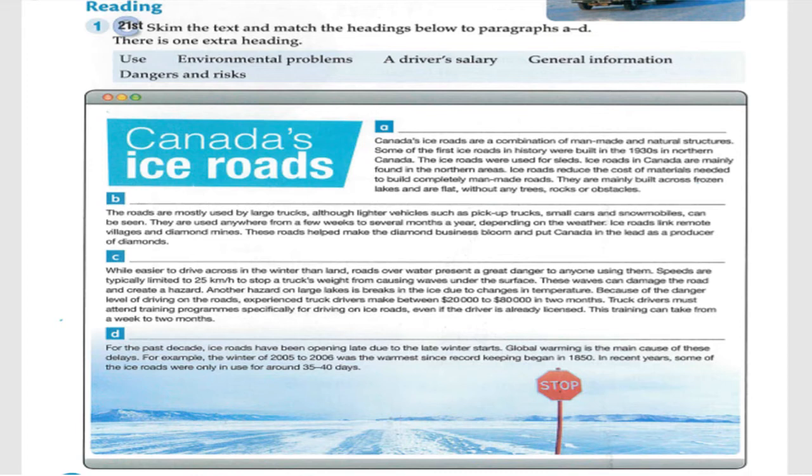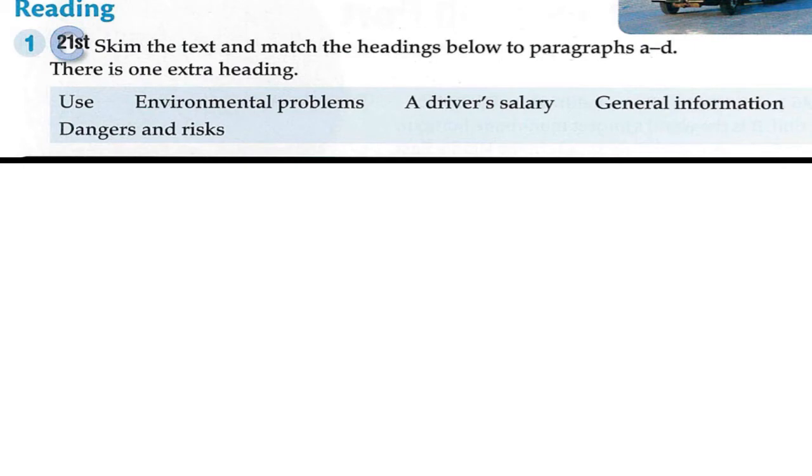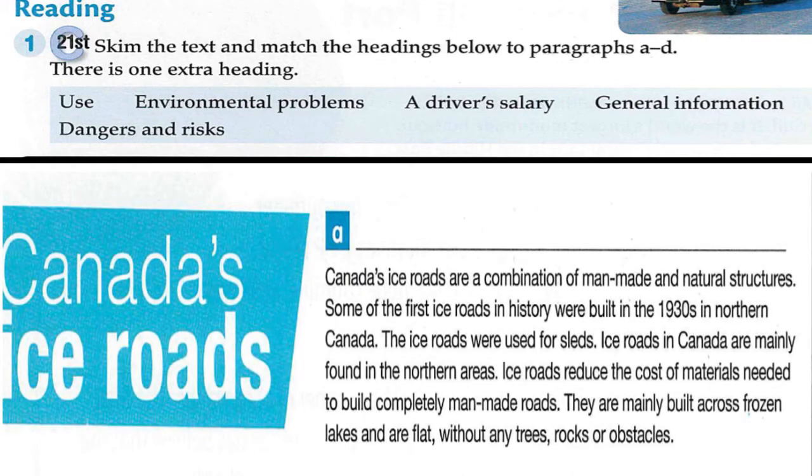Okay, so let's do one by one. Here, girls, you have the headings again. Use, the use of the road. Environmental problems. What are the problems in this environment? Driver's salary, money, how much does it take? General information about Canada's road. Dangers and risks. So let's have a look at paragraph A, please.